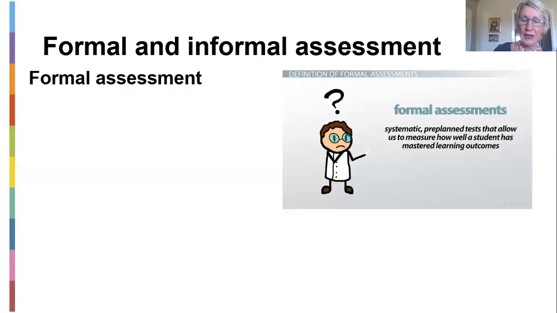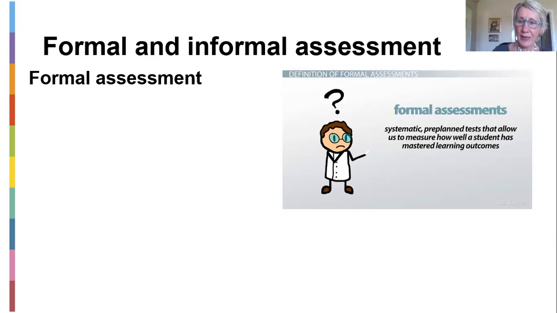Okay, so there are two different kinds of assessments we're going to look at. We're going to look at the formal and the informal, and CAPS also differentiates between the formal and the informal. And we're also going to look at the formative and the summative. There are also two different kinds of assessments. So a formal assessment is a pre-planned test. Your students must know about it. It mustn't just be a surprise test. And it allows me to measure how well the student has mastered my learning outcomes.